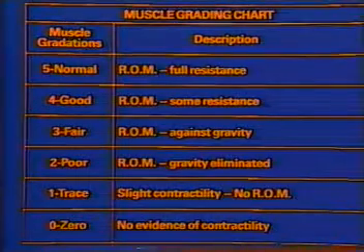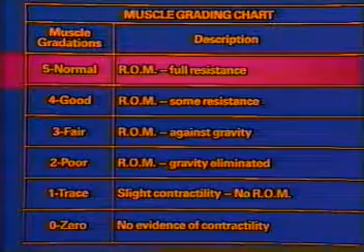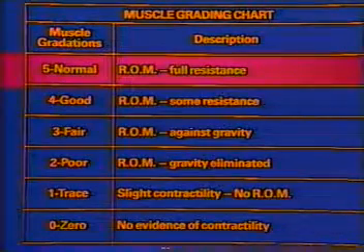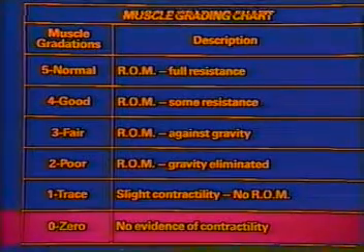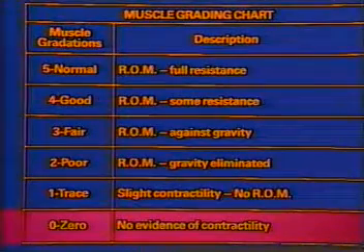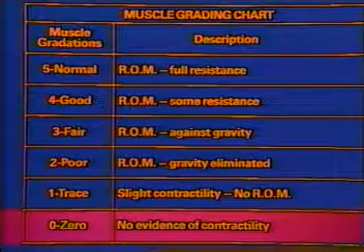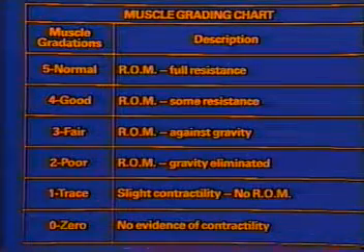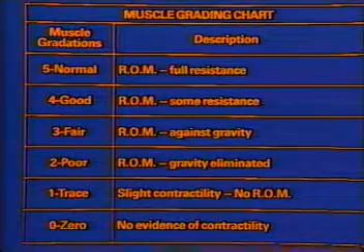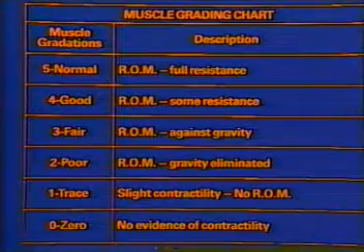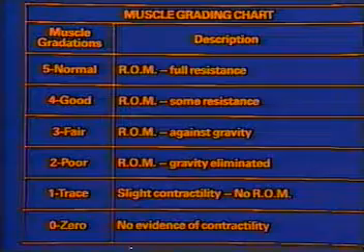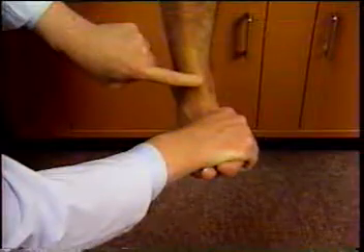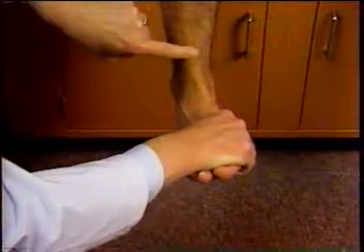Grades range from 5 or normal, complete range of motion against gravity plus full resistance, to 0, where there is no evidence of contractility. The numerical grade is more specific to follow changes, and a description such as slight weakness of the tibialis anterior has very little meaning to another examiner or even for the original examiner several weeks or months later.